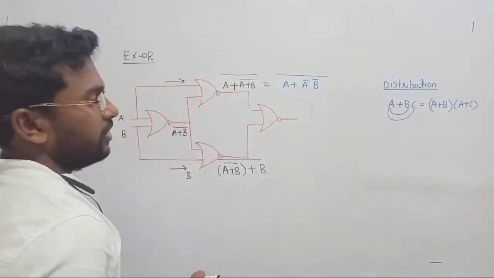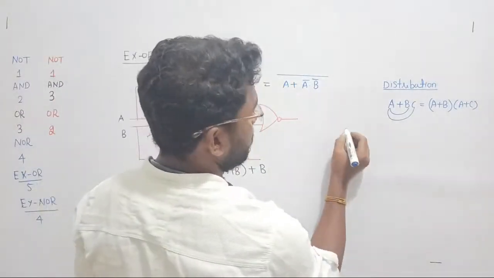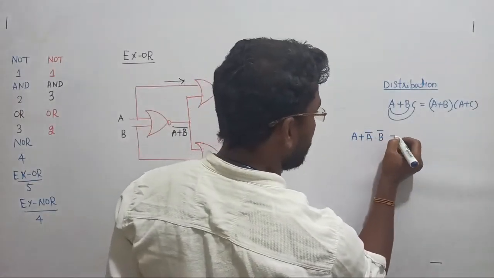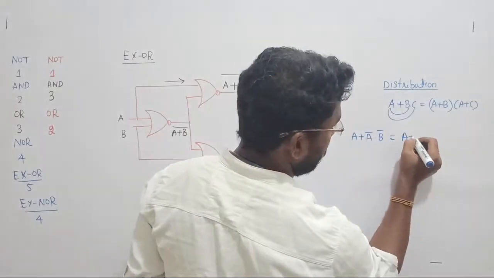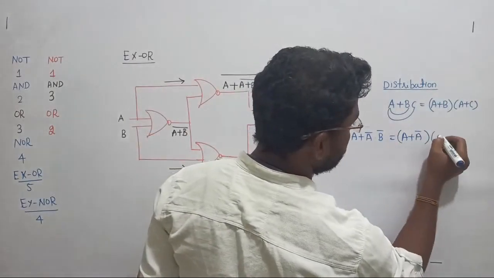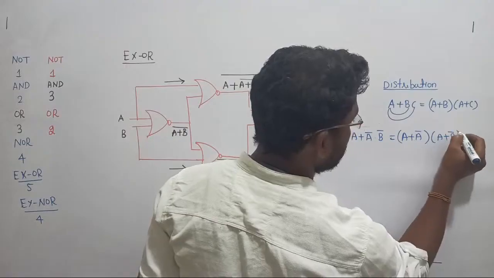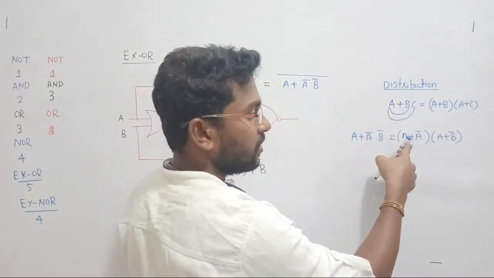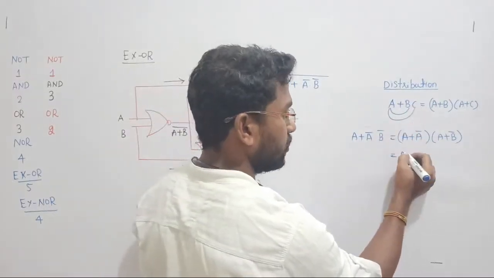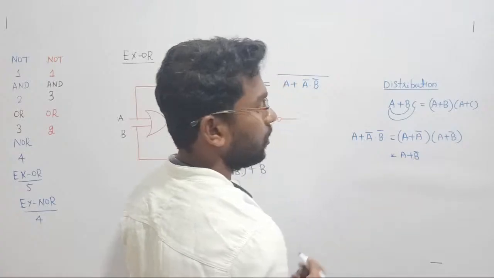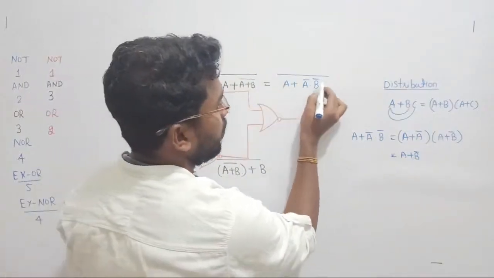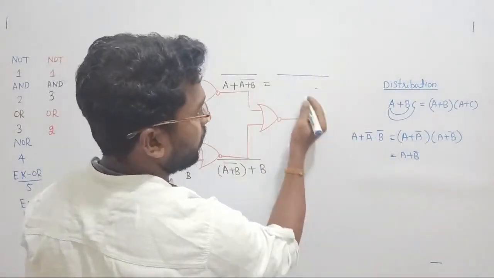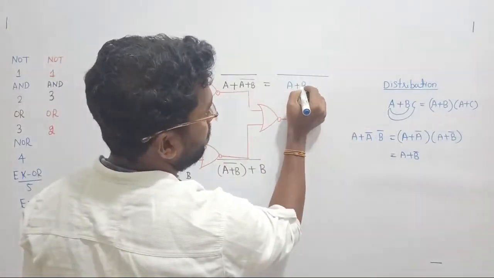This is the distribution theorem. With the help of the distribution theorem, if I apply this theorem here, what I have is A plus A bar dot B bar. So this function can be rewritten as A plus A bar, into A plus B bar. Is there any mistake? No. But A plus A bar equals 1. Is it correct or not? Yes, we have realized that. So this whole function can be replaced by A plus B bar.